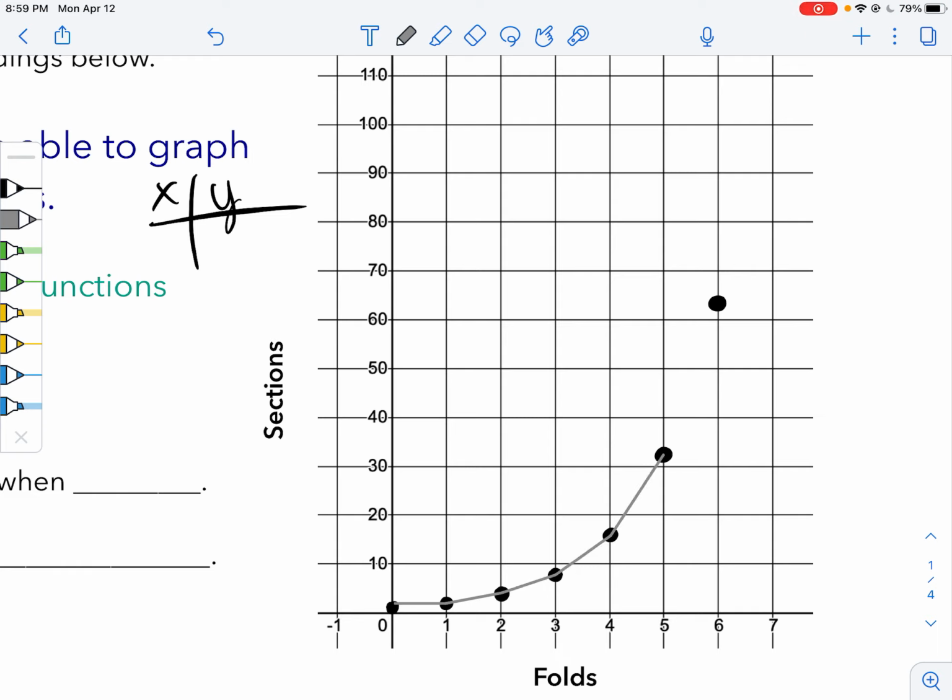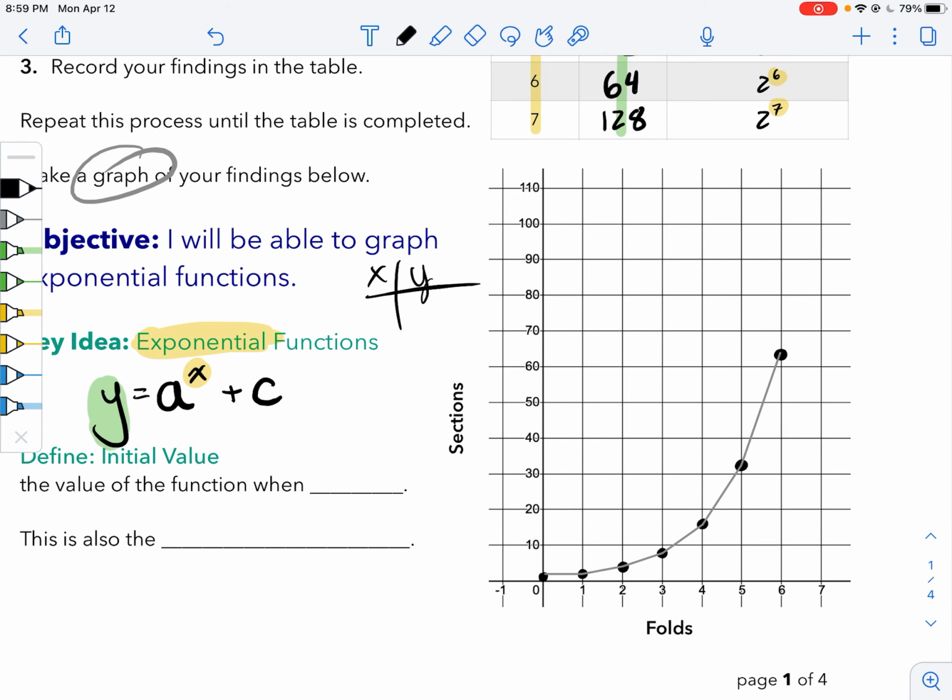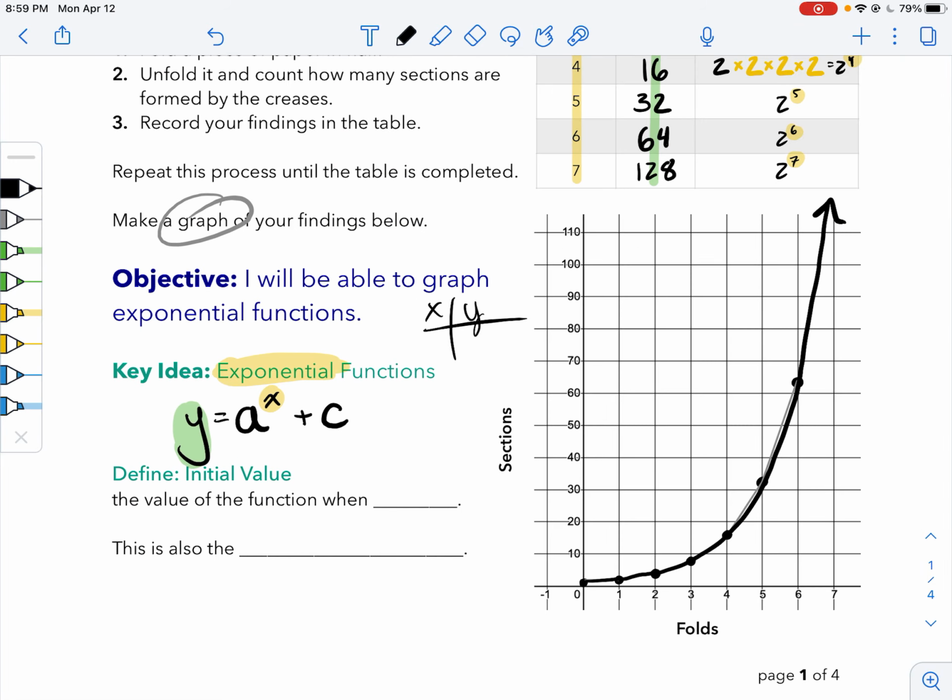That's not what your graph is going to look like, but it does help if you're looking for the overall shape. It should be curvy and then go way up high like that. That's what all exponential growth will look like.